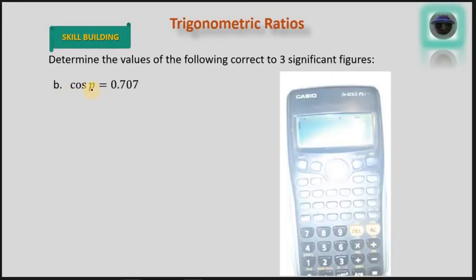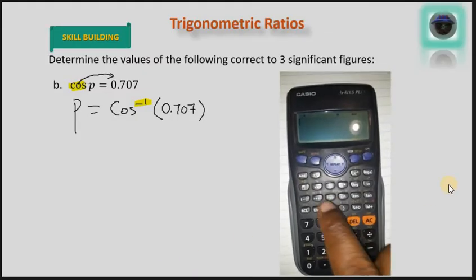Part B, and we're asked to find P here. Cosine of an angle P gives us 0.707. The cosine of what number gives us 0.707? One of the fastest ways to do that is to transpose the cosine to the other side as the cosine inverse. So we can say P is equal to the cosine inverse. When we transpose cosine over, it becomes cosine inverse. Cosine inverse of the quantity that's already on the right hand side, which is 0.707. And then we're going to use our calculator to do that.